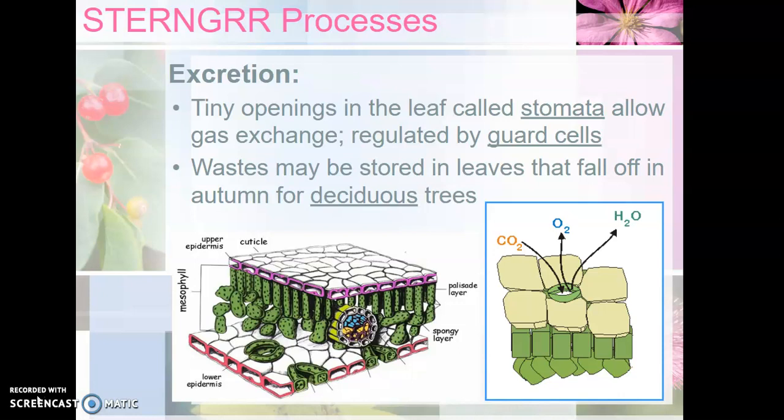Another way that plants get rid of waste is by storing their waste in leaves that then fall off in the autumn. And this is true of deciduous plants like oaks and maples and dogwood trees that are losing their leaves in the fall.